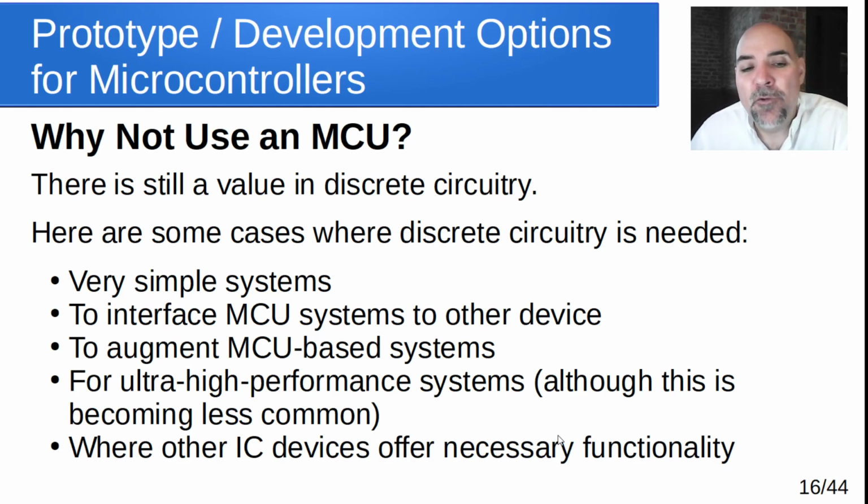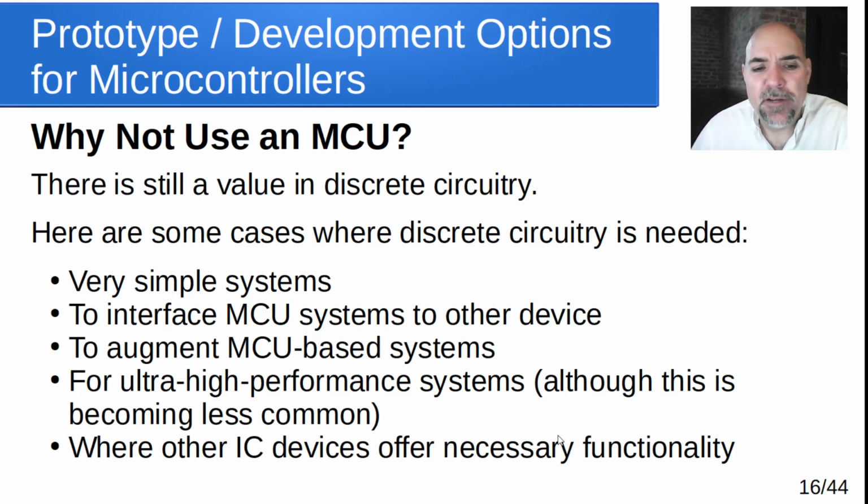And also, for ultra high performance systems, sometimes microcontrollers just might not be fast enough. So things like, I don't know, a guidance system in a cruise missile or something like that, maybe parts of that need to be analog circuits because it needs to react so quickly that microcontrollers aren't going to be fast enough. Although those applications are becoming less and less common as microcontroller performance gets more and more advanced.